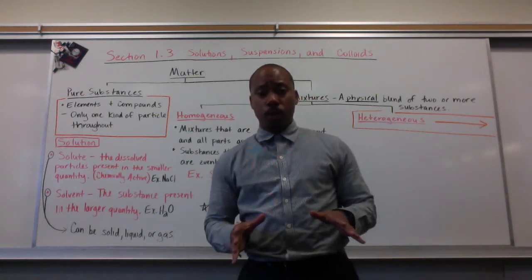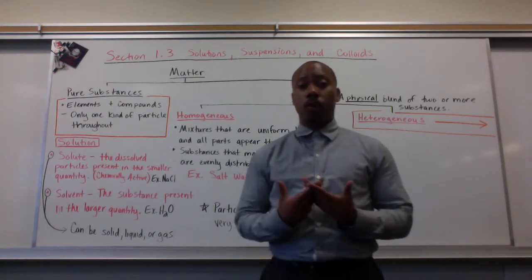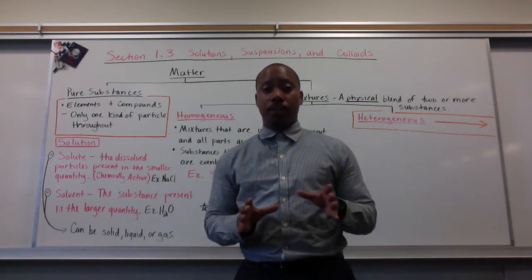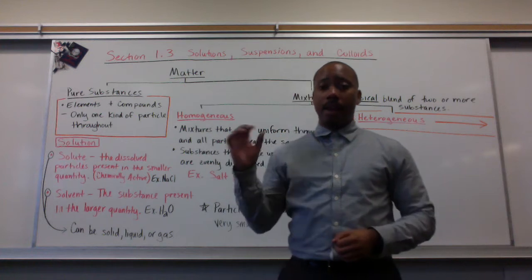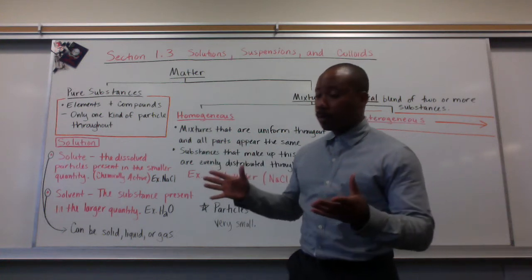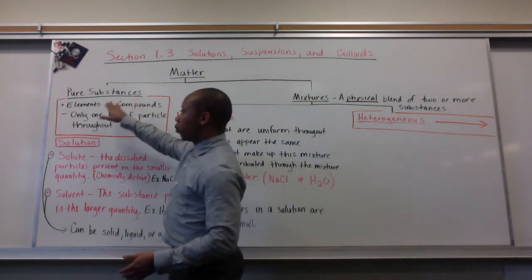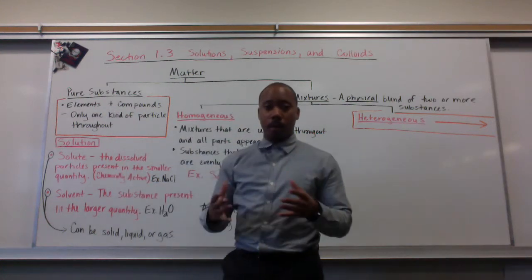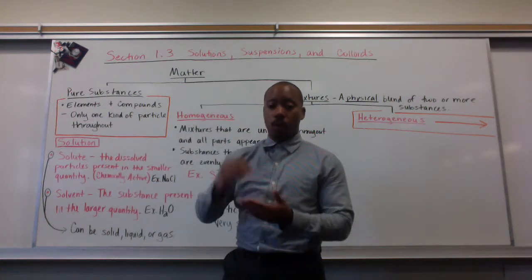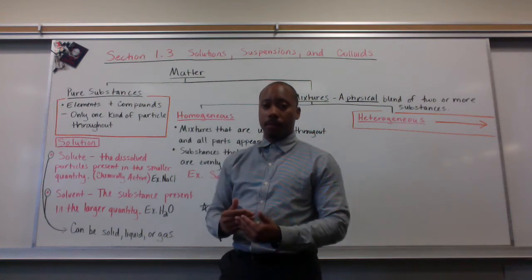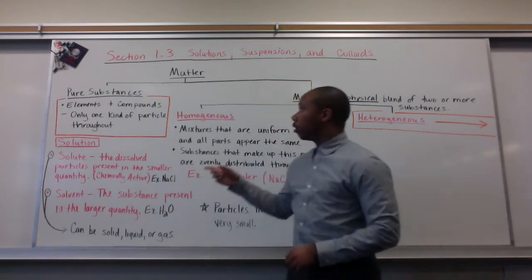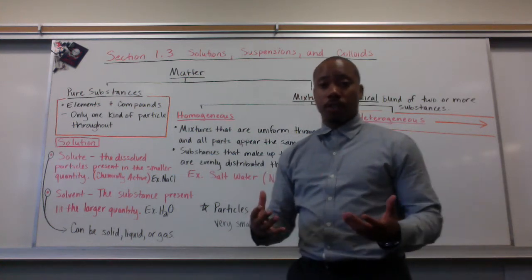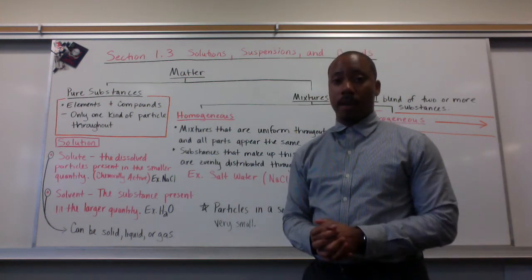Now back in section 1 you were introduced to what matter is. And matter was separated into two major categories, pure substances and mixtures. When we talked about pure substances, we said pure substances were elements and compounds, and they were only one kind of particle throughout, meaning all one element, all one compound. The other side of matter is mixtures. And this section deals with what a mixture is and the different types of mixtures that exist out there.